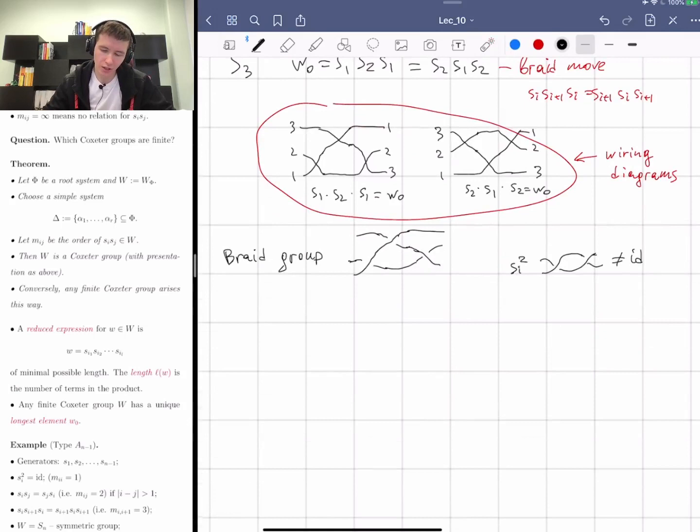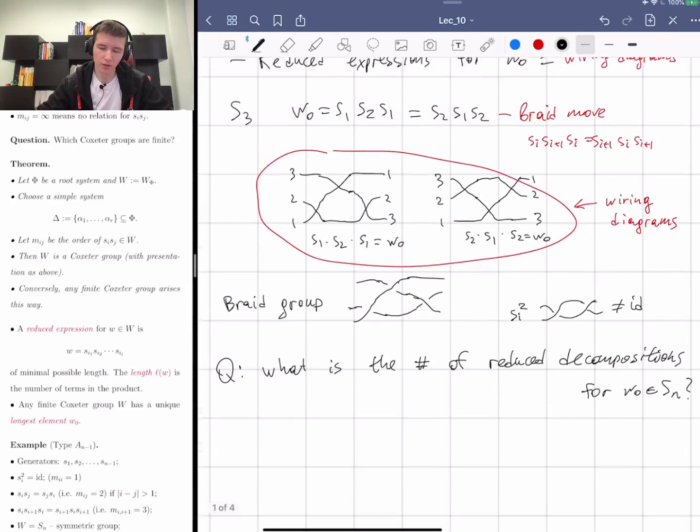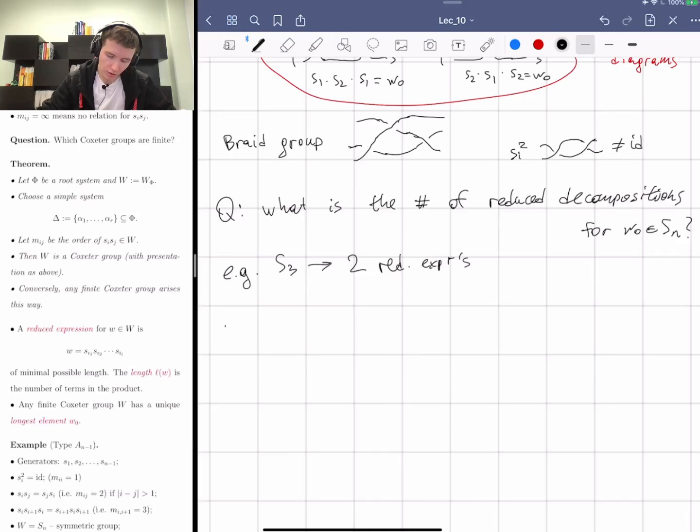Anyway, let me also mention another nice and useless-for-us result. You can ask a question: what is the number of all reduced decompositions for W naught in S_n? For example, here for S3, the answer is 2 reduced expressions. But what happens for general n? There is a sequence. Is there a formula? That's nice. And the answer turns out to be that there is a very nice formula. So let me state this theorem, which is due to Stanley.